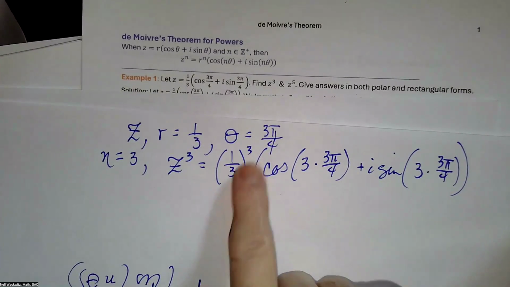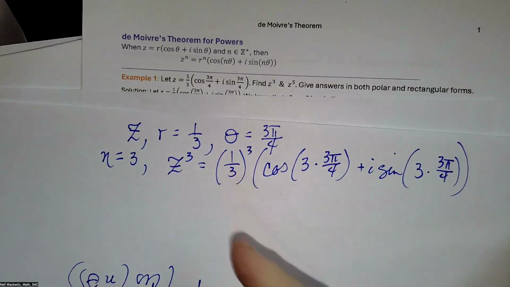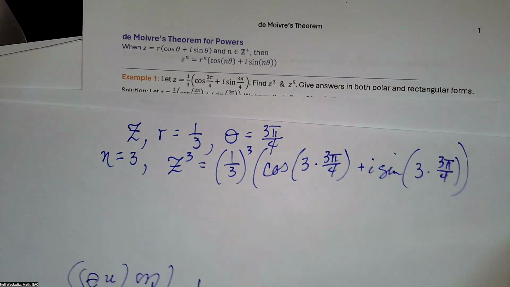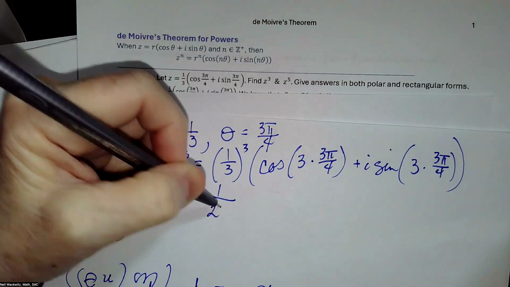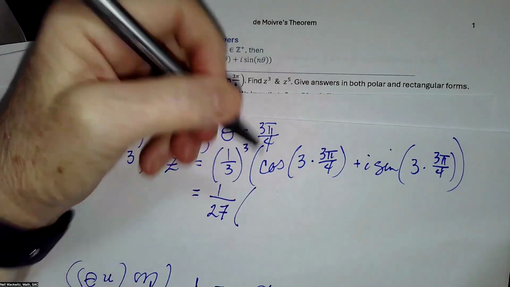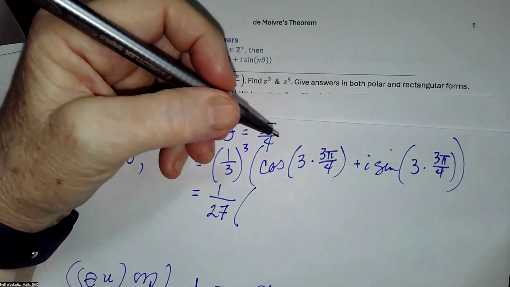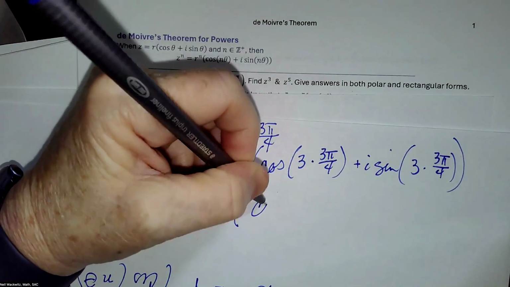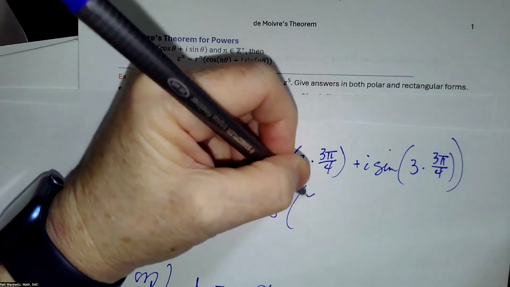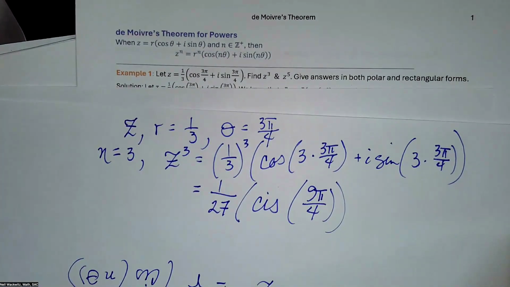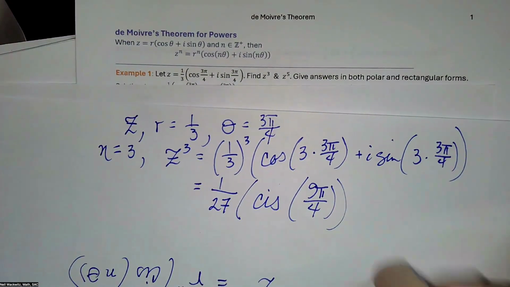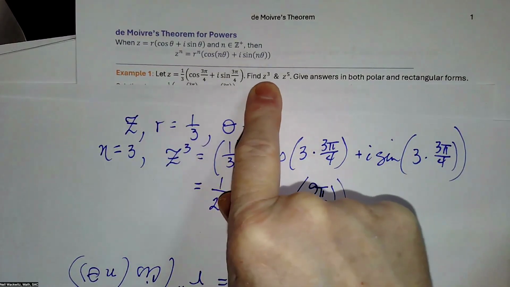Well, I know what 1/3 cubed is, because 1 cubed is 1, 3 cubed is 27. So we have a modulus of 1 over 27. 3 times 3 pi over 4 is going to be 9 pi over 4. So that's pretty easy. That's z to the third.